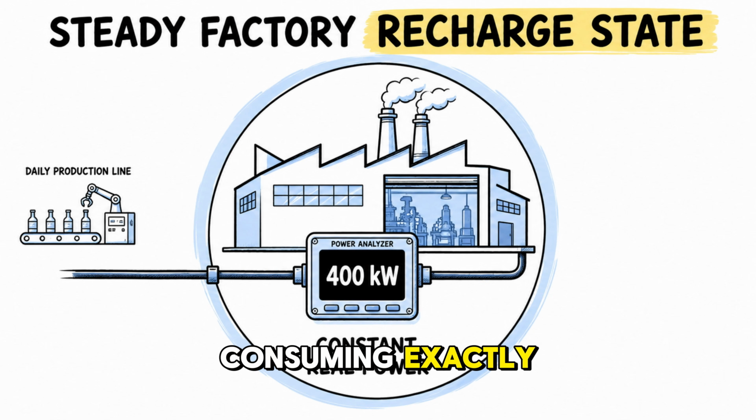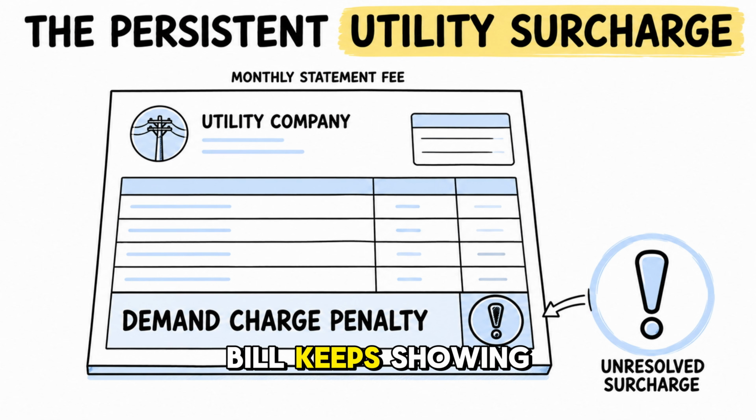A factory is consuming exactly 400 kilowatts of real power every day. The motors are running, the machines are producing, and nothing has changed in months. Yet the electricity bill keeps showing a demand charge penalty of $8,000 to $15,000 every single month.